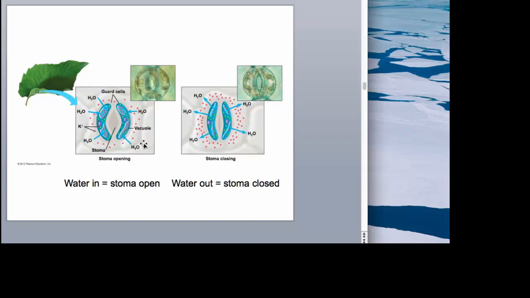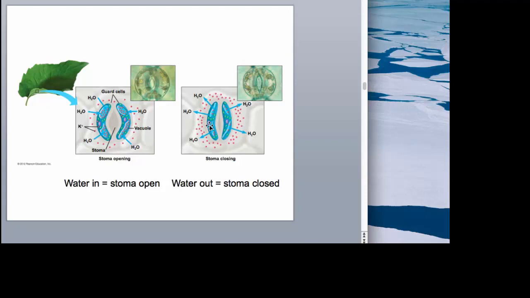Now, if I want my guard cells to allow the stoma to open, I'm going to actively move potassium into the guard cells. What does this do? Well, by moving potassium in, water follows. Water is trying to dilute out the potassium in our guard cells. Okay? So if it does that, this causes a bowing or a bending of the guard cells that allows the stoma to open.